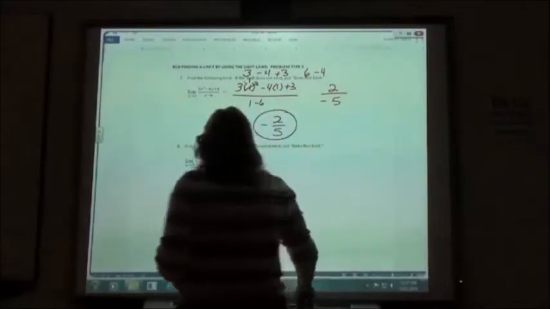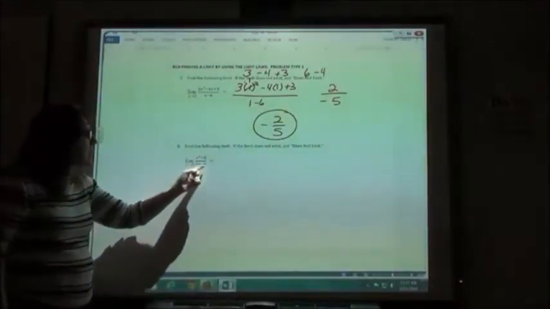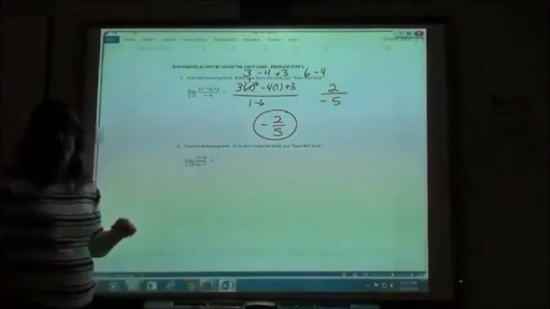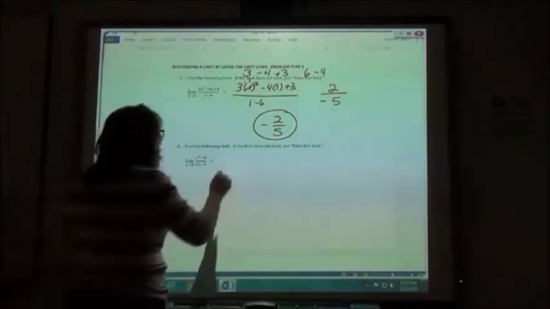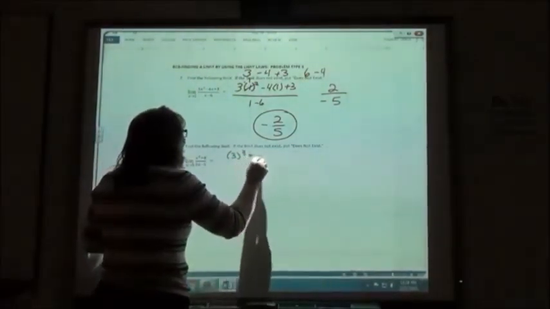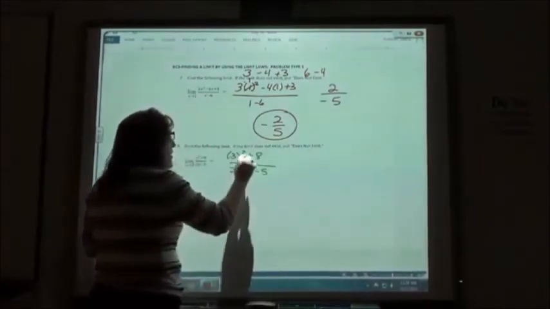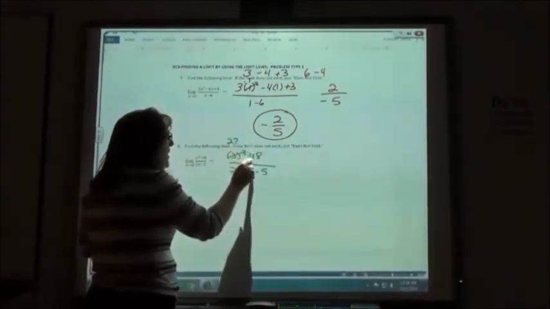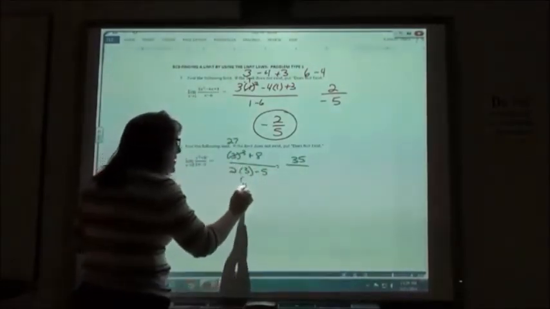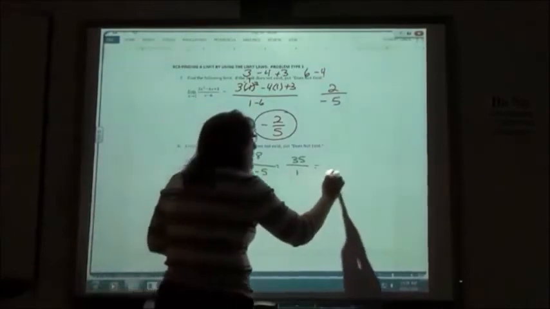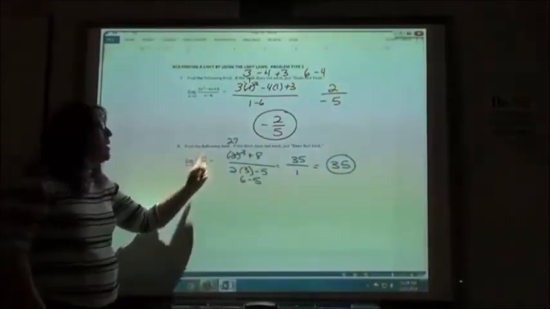Same thing on number 8. All I'm really going to do to find the limit as x approaches 3 is to put 3 in for my x's. As long as the denominator is not 0, we're good. So I'm going to start by doing 3 cubed plus 8, and then I'm going to take 2 times 3 minus 5. 3 cubed is 27. 27 plus 8 would be 35. On the bottom, 2 times 3 is 6. 6 minus 5 is 1. So my limit as x approaches 3 would be 35.